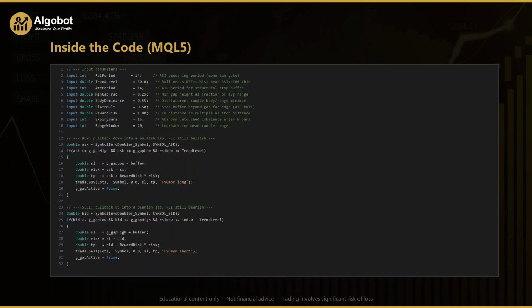It reads the bid price and fires when the bid has risen into the gap and RSI is at or below 100 minus the trend level. It places the stop a buffer above the gap high, measures the risk downward, sets the take profit reward risk times that distance below entry, and calls trade.sell. After either trade, the gap is marked inactive, so each imbalance is acted on only once.